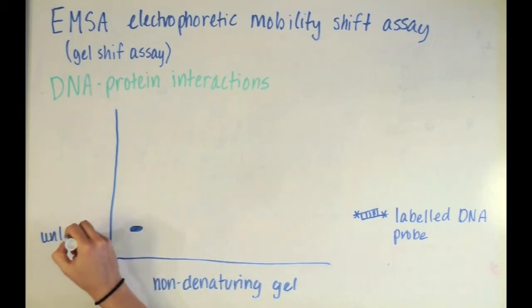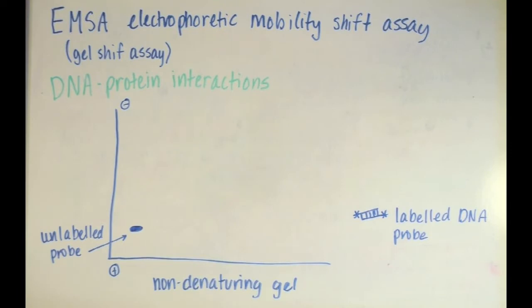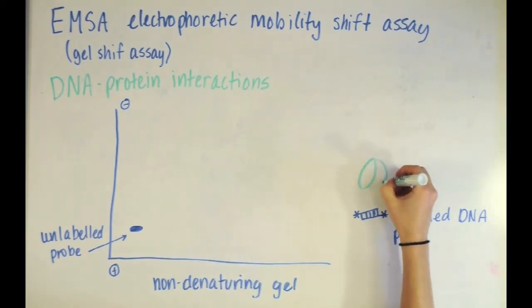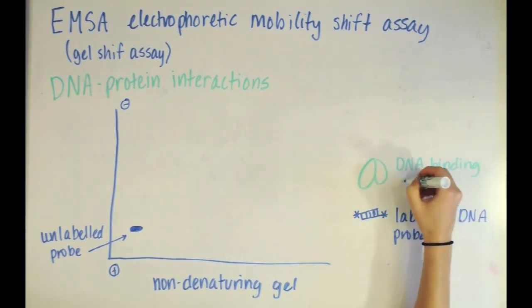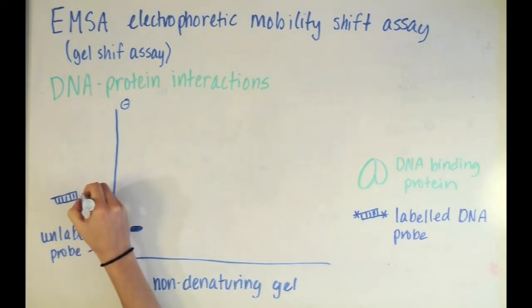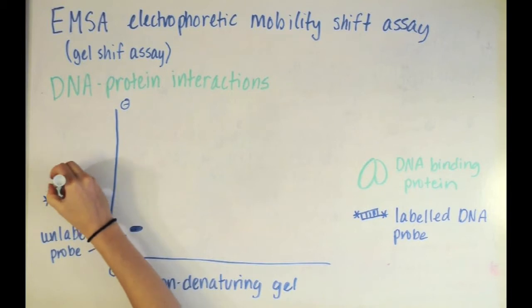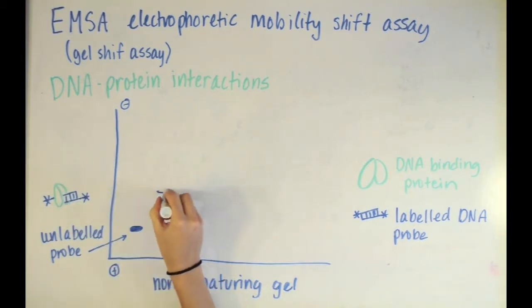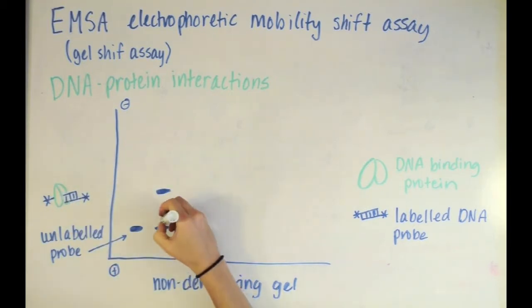Recall that with gel electrophoresis, smaller things move more quickly through the gel. DNA is also negatively charged, so it will be repelled from the negative charge that's applied to the top of the gel. Therefore, all alone, the DNA probe will appear at the bottom. However, when it's bound by a protein, it will move more slowly and appear shifted upwards in the gel.